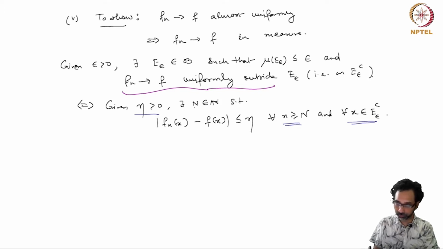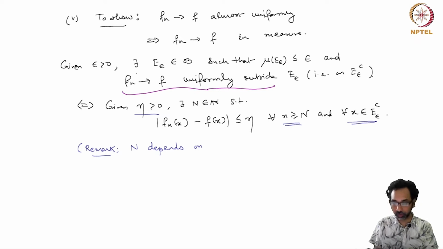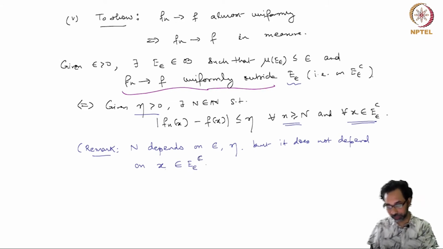So remark that this N here depends, first of all, on epsilon, because this uniform convergence is outside E epsilon, which in turn depends on epsilon. So it depends on epsilon. It also depends on eta, but it does not depend on x in E epsilon complement. So this means that this threshold capital N works for any x in E epsilon complement.